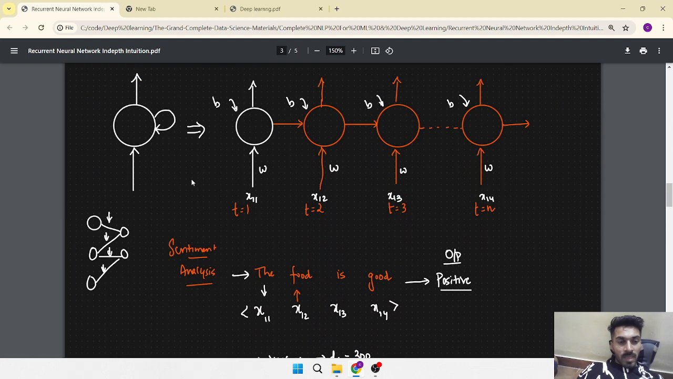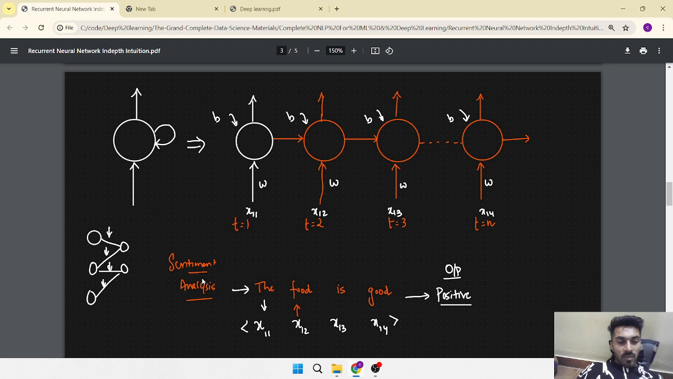Now let's see how this works. Suppose we are doing sentiment analysis, so the food is good and the sentiment of this is positive. What we do is pass every word at a time frame. At the first time frame we will pass the, basically we do not pass the word itself, we create an embedding or some numerical representation, like bag of words, average bag of words, continuous bag of words, or maybe a TF-IDF vector, anything you can do, and pass this first input to the model and say you have to predict this word.